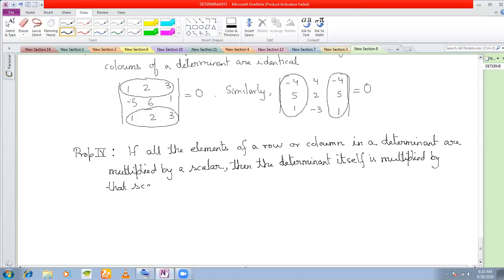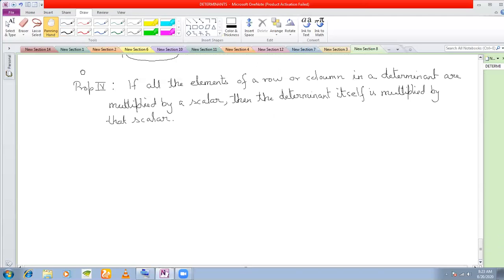Sir, can you explain once more this property 4, the fourth? Yes, sir. Property 4. I'm coming to the explanation. I'll give you an example. Let us say that I have a determinant like this: 4, 8, 16, 2, 3, minus 1, minus 3, 8, 2.